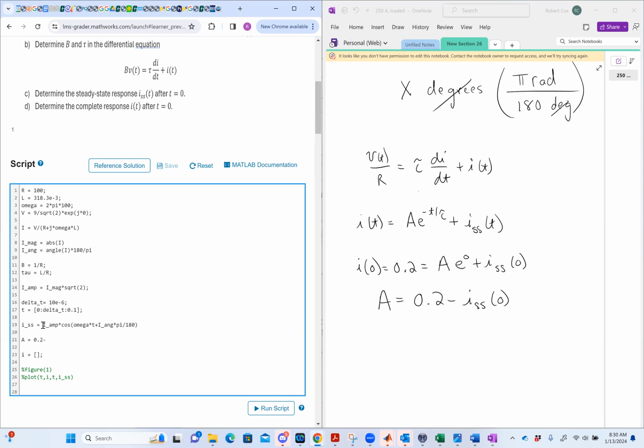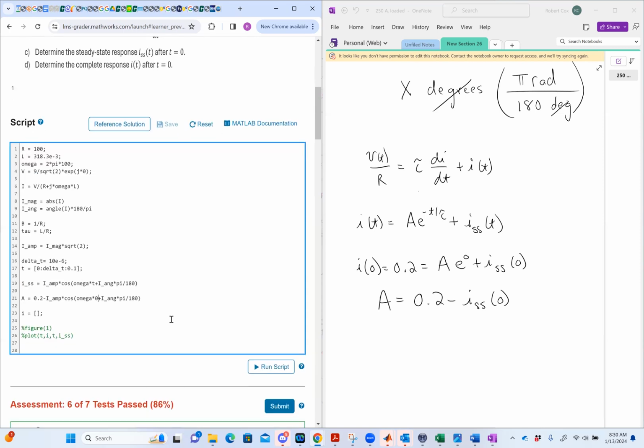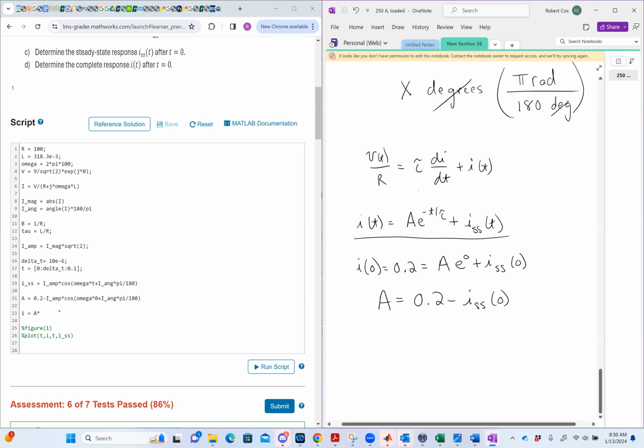There's a couple of ways I could do that. What I'm going to do here is take this expression, copy it and paste it, and plug in 0 for the value of t. And that is basically ISS of 0. So I'm going to get what that A value is, and then I'm going to come down here and write the transient in. So the whole total response is this: A e to the negative t over tau plus ISS.